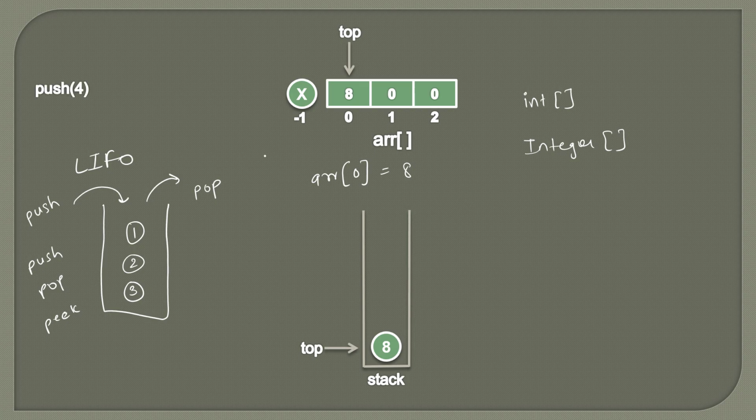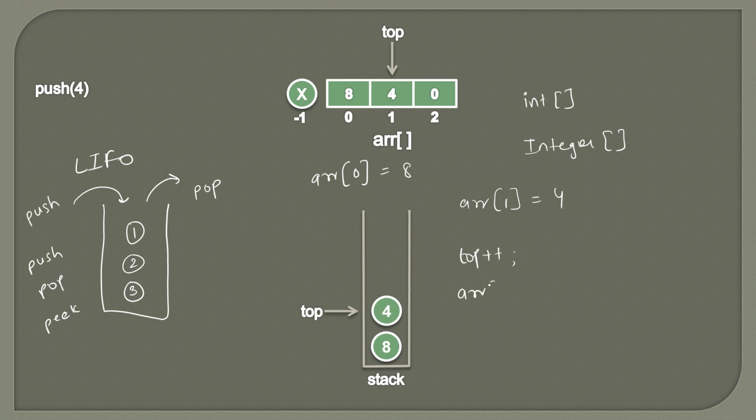Now similarly, let's say we push 4. The first thing we do is increment top by 1. So top becomes 1 and 4 is inserted at index 1 like this. In the stack, 4 is pushed and now top is pointing to 4. So basically when we perform push, we do top plus plus and then we assign the value to array of top, which is our data that we have passed into our push method. So we perform these two steps in the push operation.